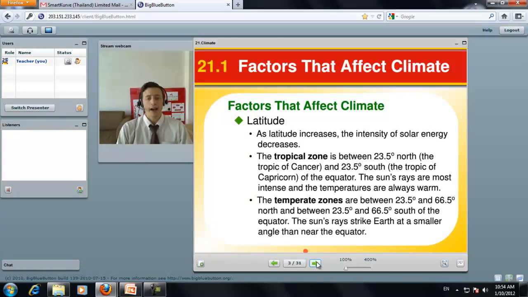The first factor we're going to look at here on slide 3 is latitude. Now, when you look at a map of the Earth, latitude, these are the lines that go across the map, sort of like the rungs of a ladder. That's a way you can remember latitude, because they are like the rungs of a ladder. On slide 3, we see as latitude increases, the intensity of solar energy decreases.